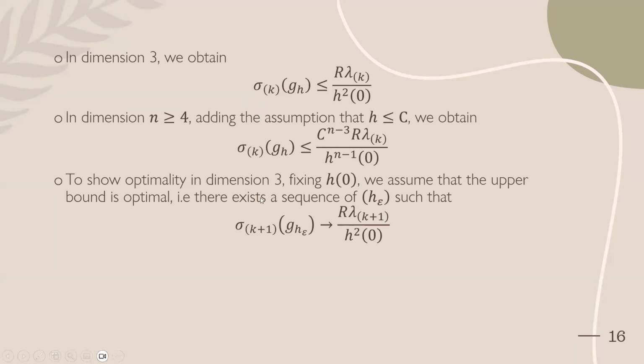So this means that there exists a sequence of h epsilon such that, when epsilon tends to 0, sigma k tends to its upper bound. So for each index L, for each L greater than 1, sigma L tends to its upper bound. So here sigma k tends to r lambda k over h squared, and sigma k plus 1 tends to r lambda k plus 1 over h squared, and so on, for each index.